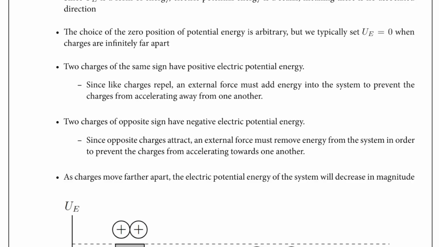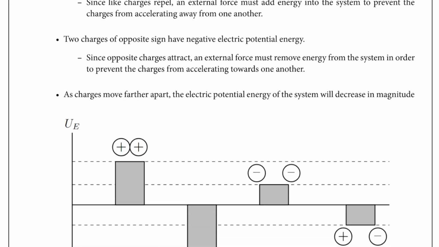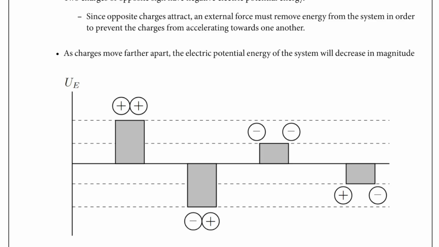So if two charges have the same sign, they repel. So the external force must add energy into the system to prevent the charges from accelerating away. So that's why we call that positive potential energy. But if charges have opposite signs, that is negative electric potential energy, which students often have an issue with thinking about why this energy is negative. And one, it has to do with the fact that only changes in potential energy are meaningful. So it's totally okay that the potential energy is negative.